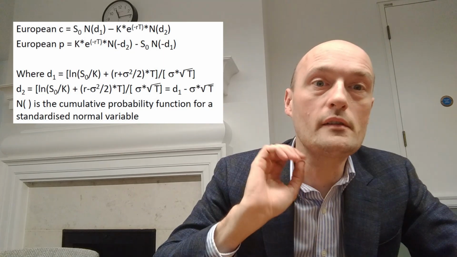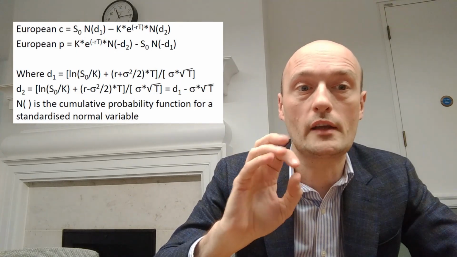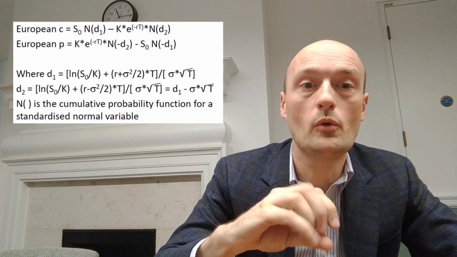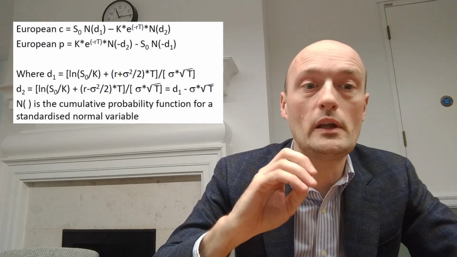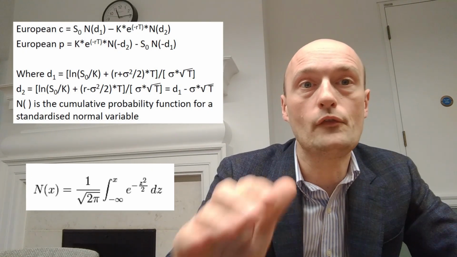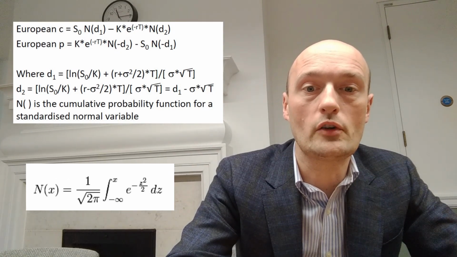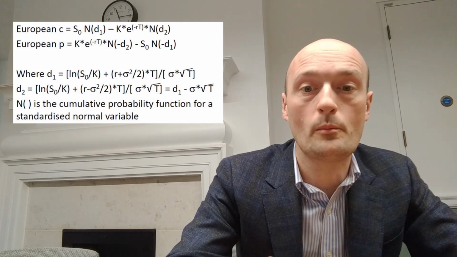But it's basically the formula for a call and a put, and then there's the formula for D1 and D2. So you firstly have to calculate D1 and D2. Then we're using N of D1 and N of D2, N being the cumulative probability function for a standardized normal variable. And if you wanted to do that using something like Excel, you can use the Excel function NORM.DIST, and that will calculate the cumulative probability function for a standardized normal variable. So essentially, that is how you calculate the Black-Scholes model.